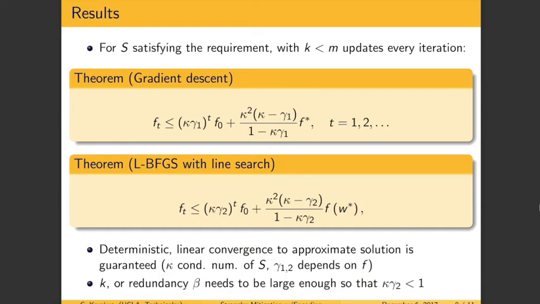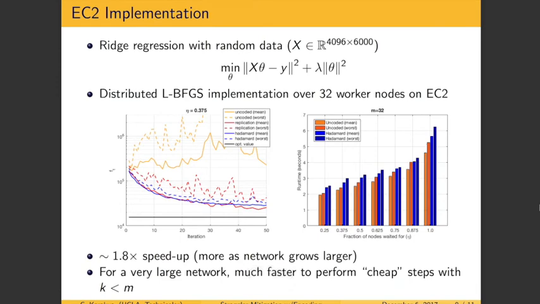We have implemented the proposed scheme with distributed LBFGS on an Amazon EC2 cluster over 32 nodes. For a ridge regression problem with random data, we find that the proposed scheme can find an approximate solution about 1.8 times faster than if all nodes are waited for in every iteration. We also observed that compared to the data replication scheme, the convergence is much smoother in the worst case.